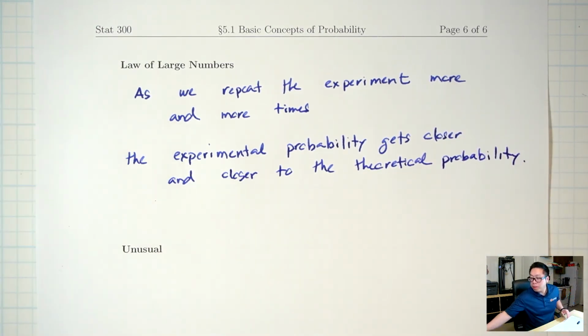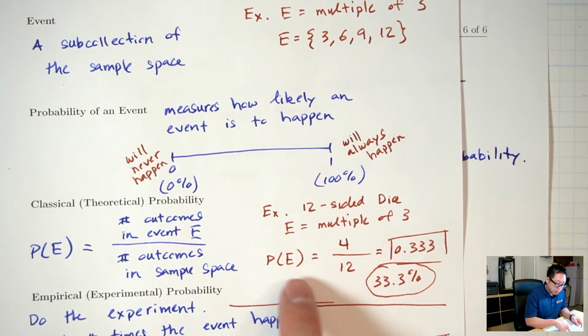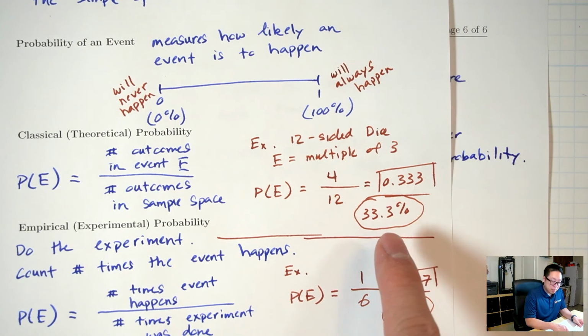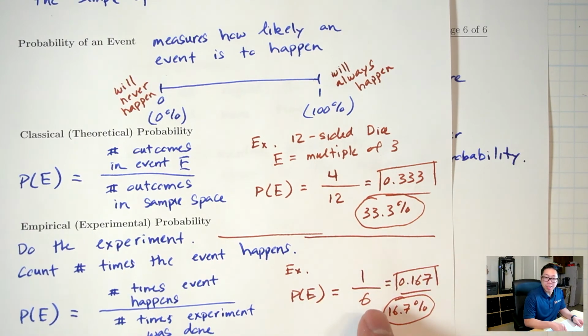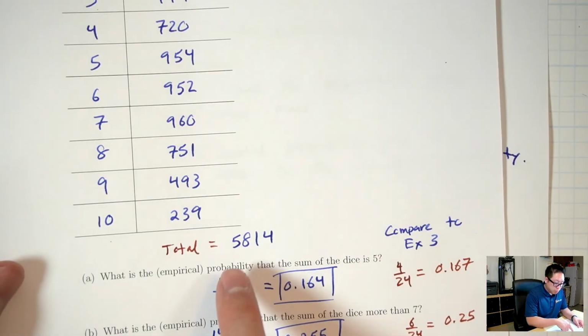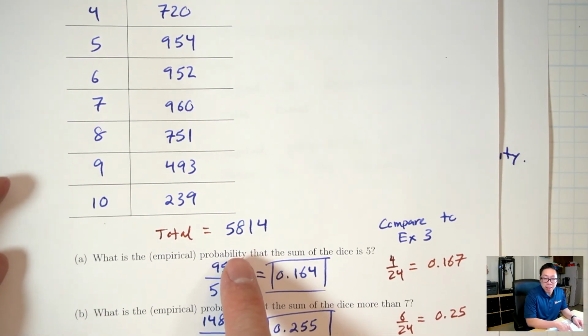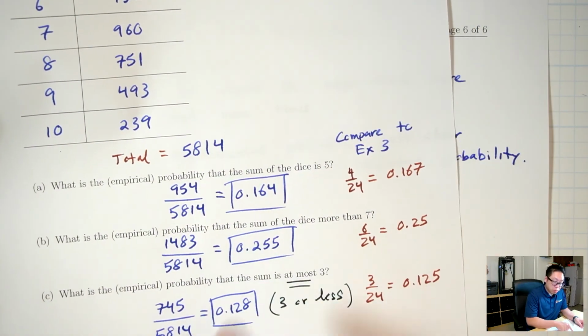Right, and we saw this on the front page. I calculated the theoretical, which was 33%, and then the empirical, which was 16.7%. That was way off, and that was because I only did the experiment 6 times. Whereas in example 4, I did the experiment 5,814 times, and so with that many times, it was pretty close.